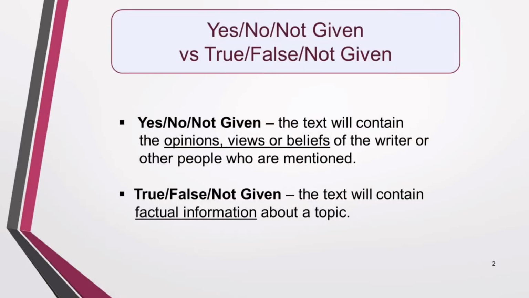The difference is in the type of information contained in the text. For yes, no, not given questions, the text will contain opinions, views, or beliefs of the writer or other people who are mentioned. For true, false, not given questions, the text will contain factual information about a topic.